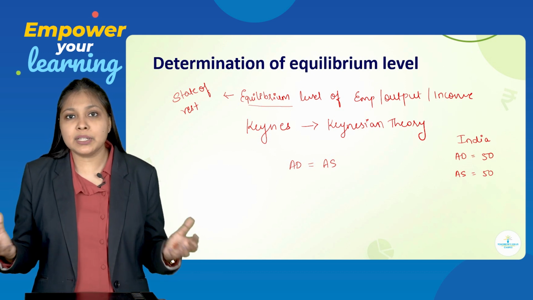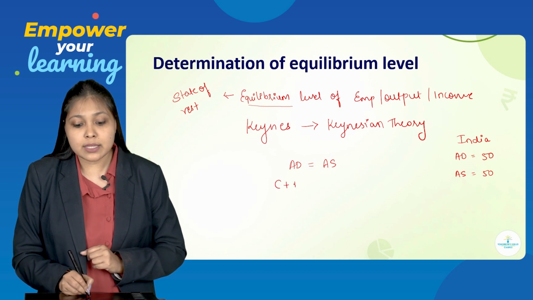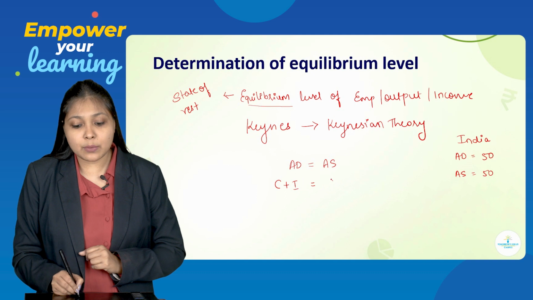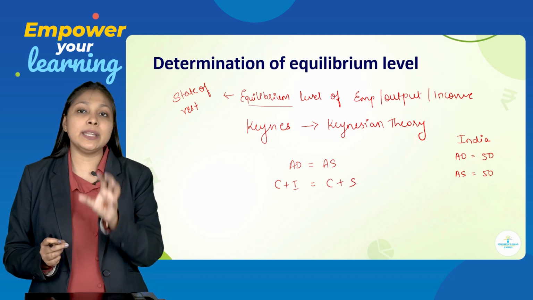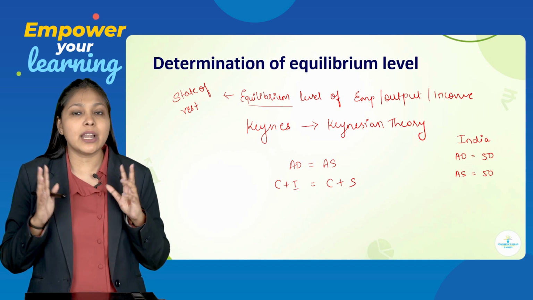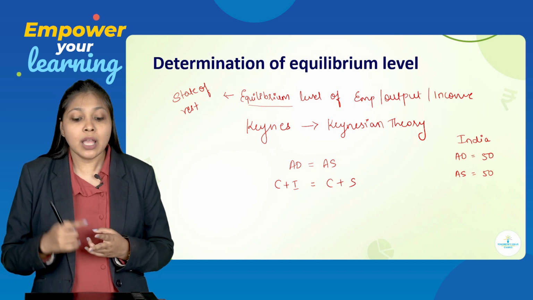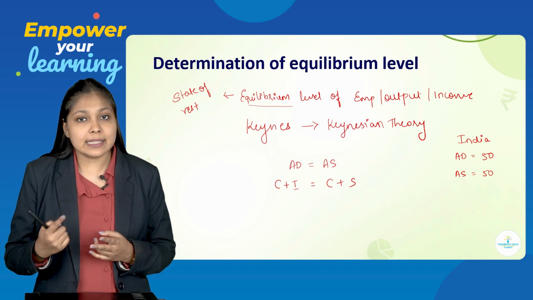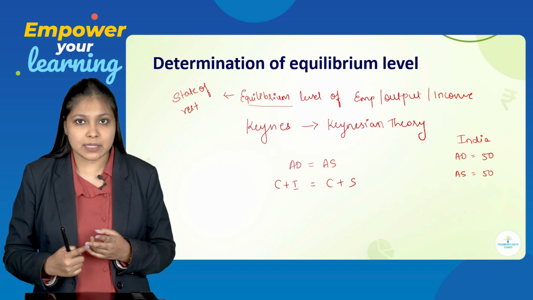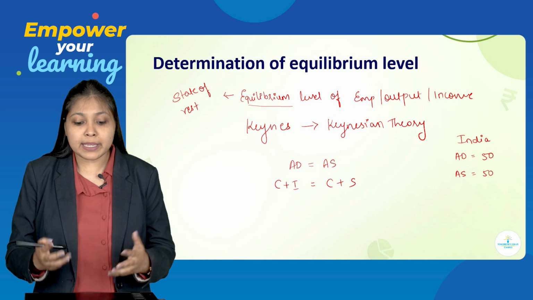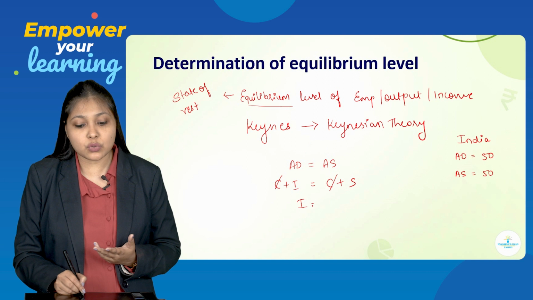Now, if I elaborate AD and AS, we have studied that AD is equal to C plus I and AS is equal to C plus S. Do you all remember? AD in two sector model is considered to have two components, consumption expenditure and investment expenditure. Whereas when we talk about AS, it again has two components, consumption expenditure and saving expenditure or savings. So, when I cancel out this C and C, it remains I is equal to S.